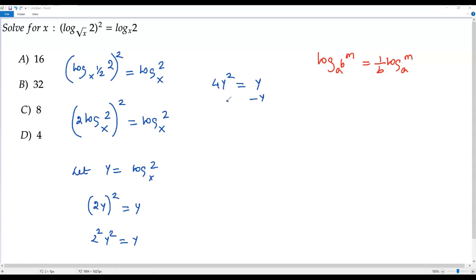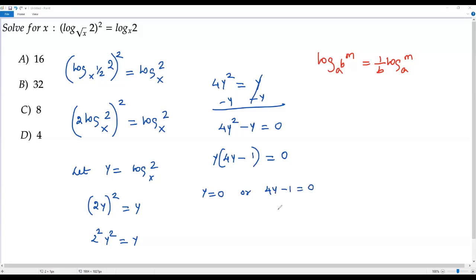Now I subtract y from both sides, then I'll be getting 4y squared minus y equals 0. The greatest common divisor for these two terms is y, so y can be factored out. To know the expression inside the parentheses, I have to divide these two terms by the one I factored out. Dividing 4y squared by y gives 4y minus, and dividing y by y gives 1, equals 0. Now the product of these two terms equals 0. Either y must be 0 or 4y minus 1 must be 0.